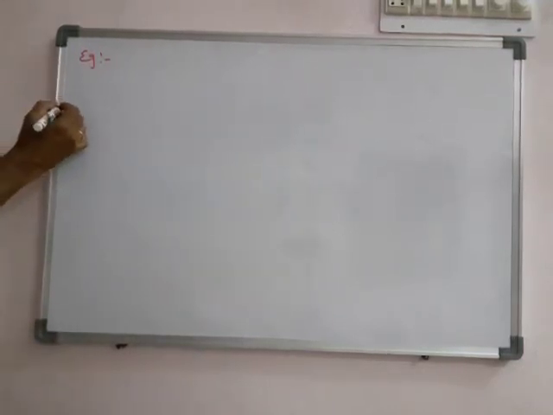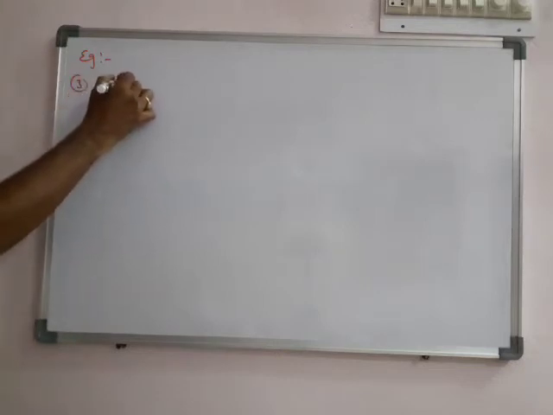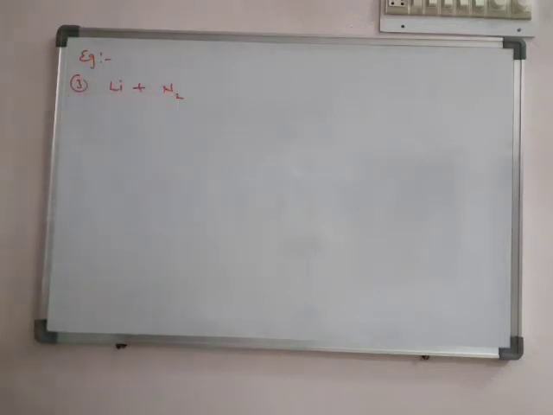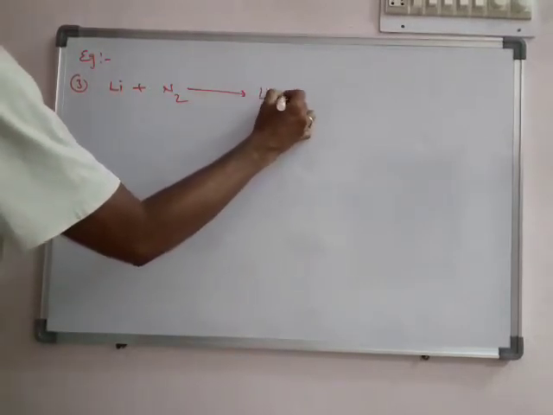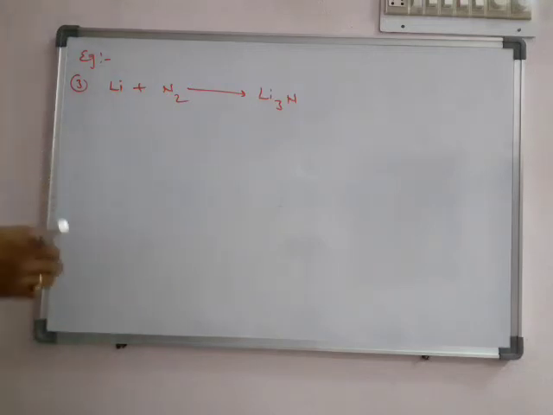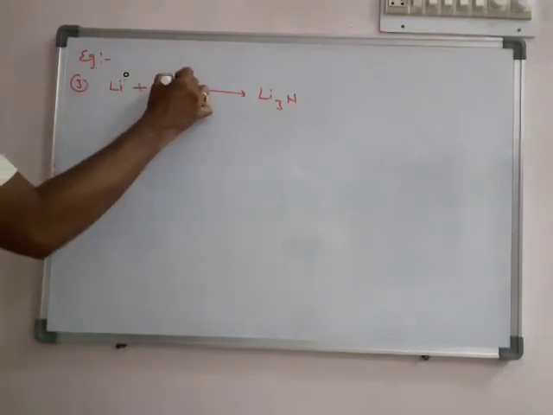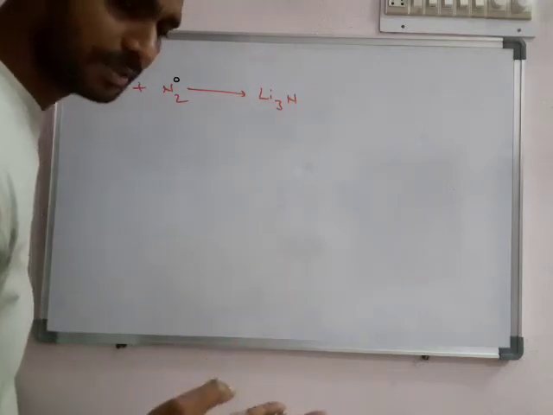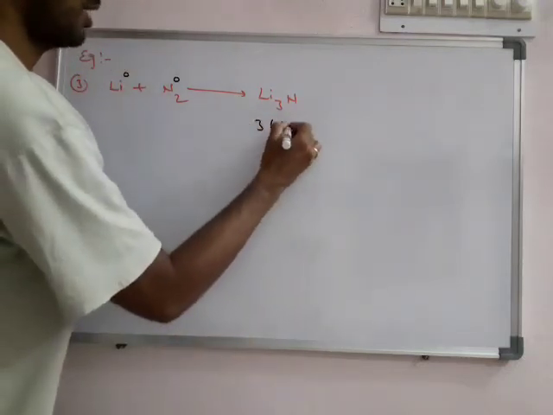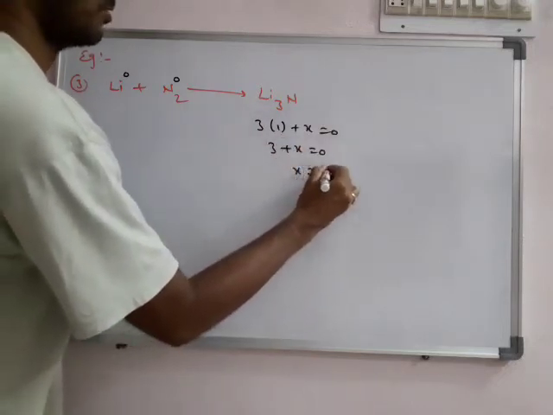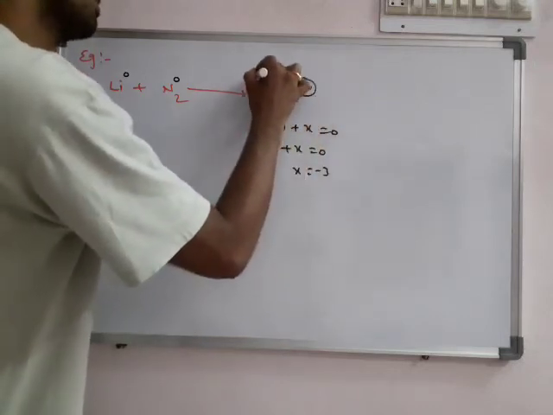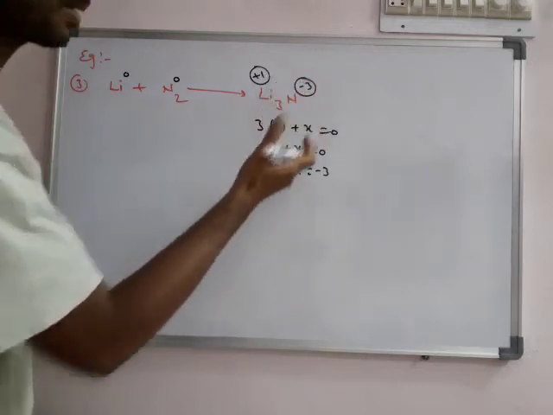See one more. Lithium plus nitrogen N2, giving lithium nitride Li3N. So it is also elemental form. So lithium oxidation number 0. Lithium is compulsorily +1, we know that. So 3 into 1, whatever nitrogen changes, but we have to find the nitrogen only. So x equals -3, means nitrogen showing -3. So lithium shows +1. 3 lithiums combined with +3 is -3, it's balanced.